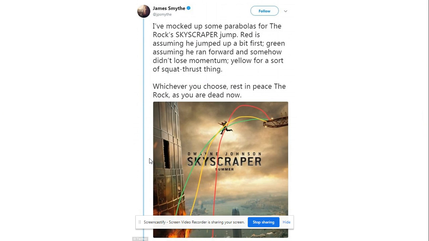So this is a little meme I had found, and this is the skyscraper poster. And there's 3 scenarios here. The red one is assuming he jumped first. He's not going to make it to the window. The green one is saying that he's going to run forward and somehow didn't lose momentum. And then the yellow line is from a short squat thrust. So obviously in this scenario, movie magic has taken place, because by the laws of physics, he never would have actually made it into the other building. I just thought that this was pretty interesting, math in real life.